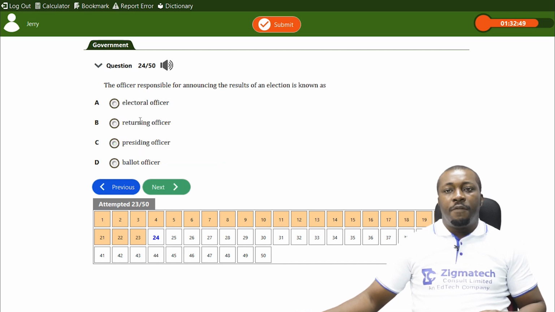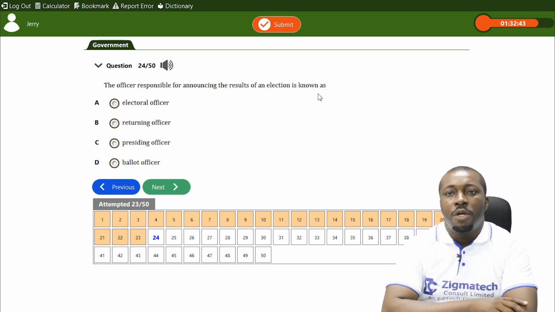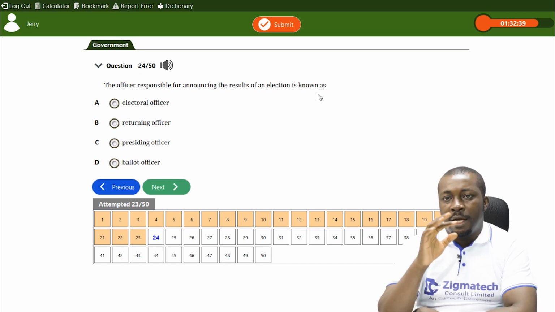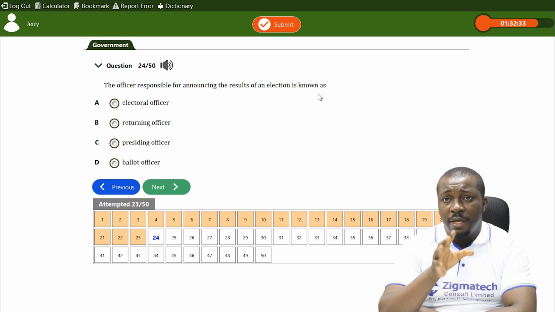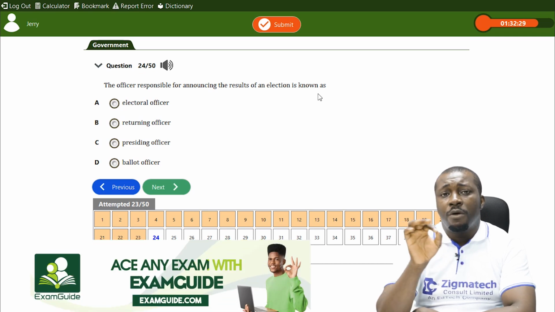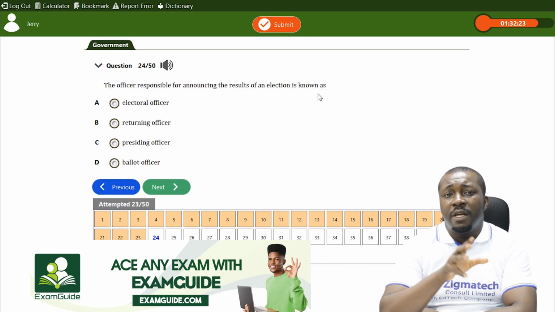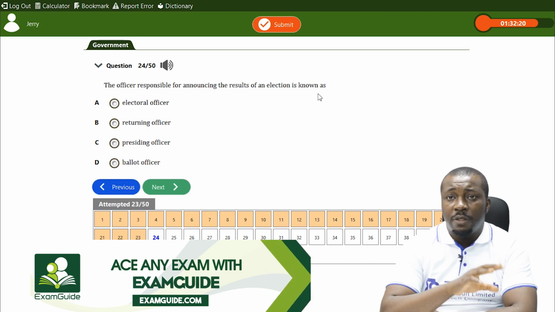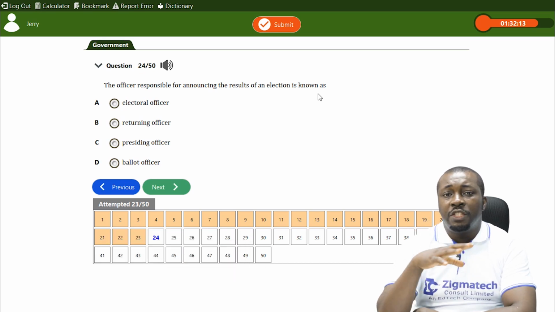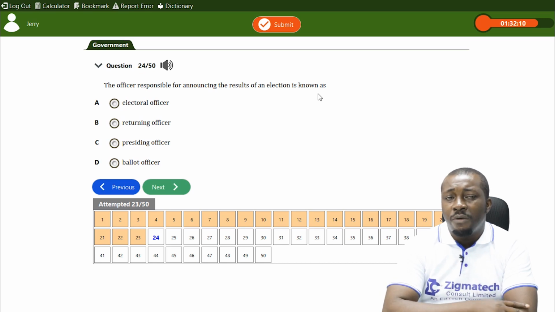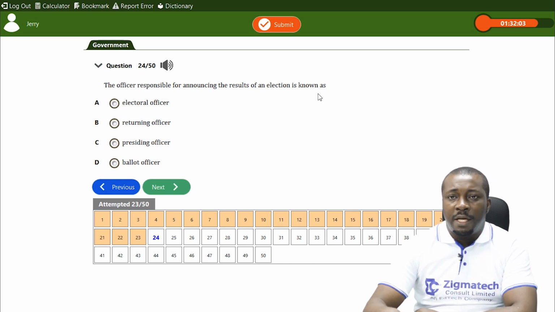Now, the officer responsible for announcing the results of an election is known as. Now, this question tests your knowledge on officers in the election. Now, remember, we have the chairman of the Electoral Commission, who is the overall head of the Electoral Commission. We have commissioners, 12 commissioners, also appointed by the president. These commissioners are responsible for the different departments of the Electoral Commission. Now, we have what we call the electoral officer. The electoral officer is in charge of election at the local government level. That's the person that is in charge of the State Electoral Commission.